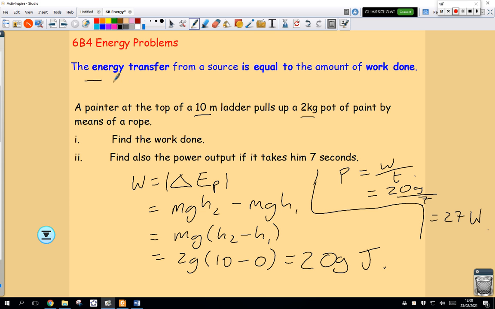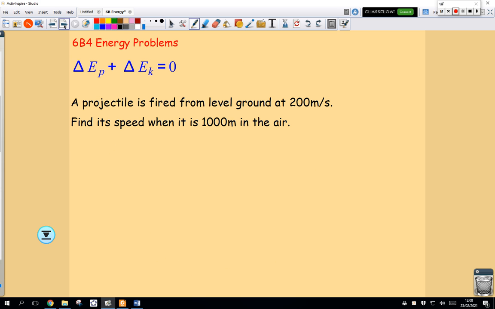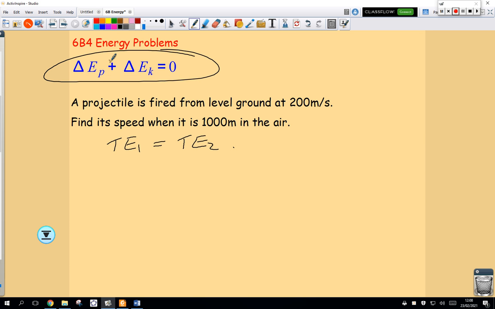So we're transferring energy, introducing stuff. Projectiles fired from level ground at 200 meters per second. Find its speed when it is 1,000 meters in the air. Well, we know its total energy at position 1 is going to equal its total energy at position 2 because of the principle of conservation of energy. Its total energy at position 1 is made up of potential energy and kinetic energy. And total energy at position 2 will be made up of potential and kinetic energy there as well.